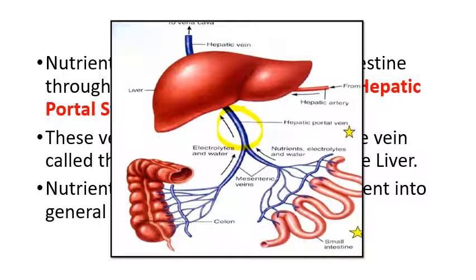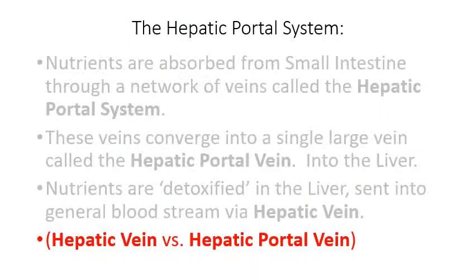Hepatic portal vein, hepatic portal system. So again, don't confuse hepatic vein with the hepatic portal vein. They are two different things.